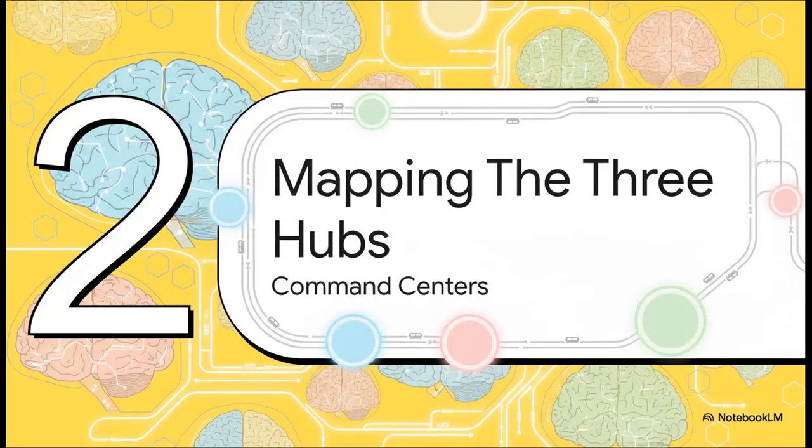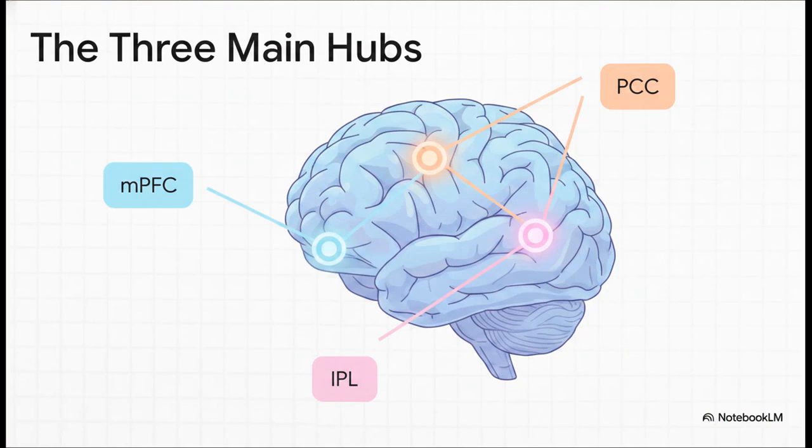Moving on to section 2, mapping the 3 hubs. Let's build our anatomical city map and focus on the major command centers. The anatomy here is anchored by a strict rule of 3. Seriously, if you want to remember the core structure of the default mode network, just commit these 3 main hubs to memory. First, the medial prefrontal cortex, or MPFC, right up at the front. Second, the posterior cingulate cortex, or PCC, situated right along the posterior midline. And third, the inferior parietal lobule, or IPL, located on the sides of the brain. Practically all the other regions we're going to talk about effectively report back to these 3 major command centers.